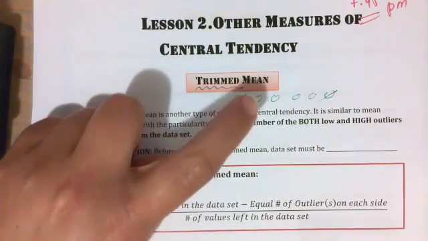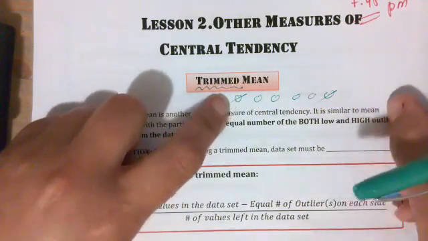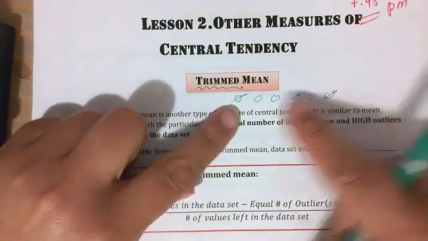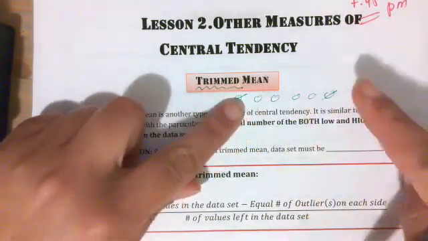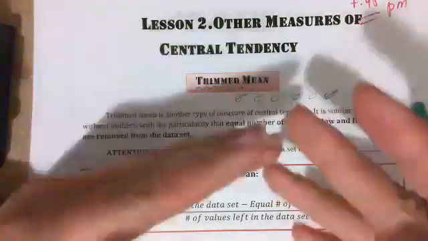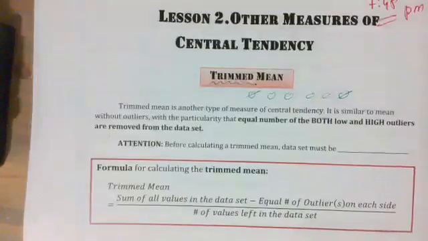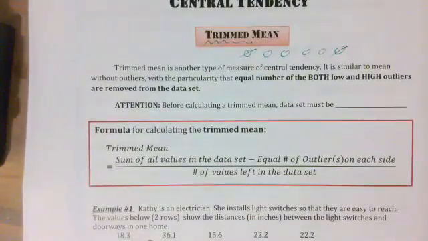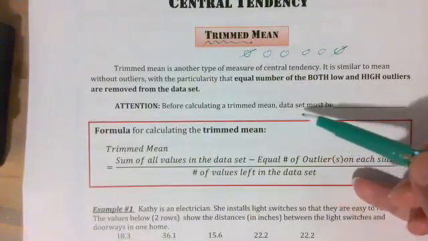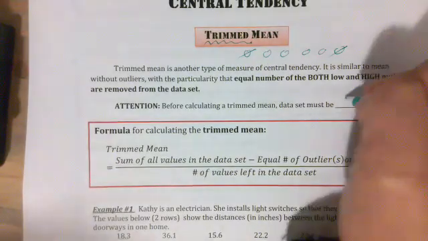Now, because you have to trim low and high, your data set must be ordered from low to high or high to low. It doesn't really matter, but it has to be in order. So one of the biggest things for the trimmed mean is before calculating a trimmed mean, the data set must be ordered.